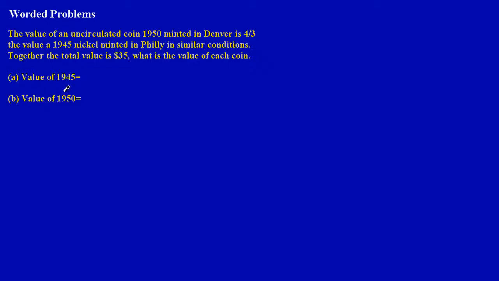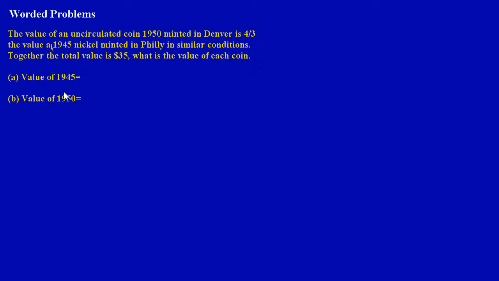In part A, they want us to find the value of the 1945 coin, and in part B, they want us to find the value of the 1950 coin. There are some very important pieces of information that I would suggest we pay special attention to, so I'm going to highlight that. It states the value of an uncirculated coin 1950 minted in Denver is 4/3 the value of the 1945 nickel minted in Philly.